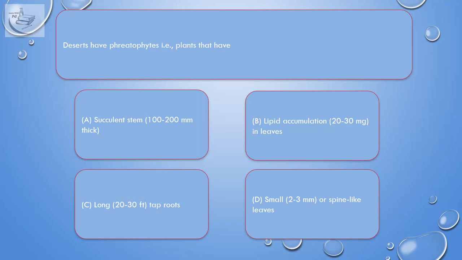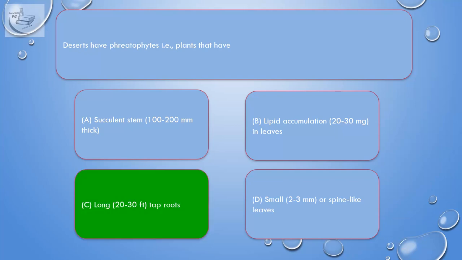Question: deserts have phreatophytes, i.e. plants that have A. succulent stem, 100 to 200 millimeters thick. B. lipid accumulation, 20 to 30 milligrams in leaves. C. long, 20 to 30 feet tap roots. D. small, 2 to 3 millimeters or spine like leaves. Correct answer is C. long, 20 to 30 feet tap roots.